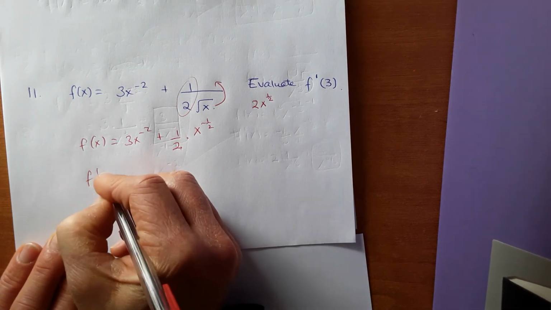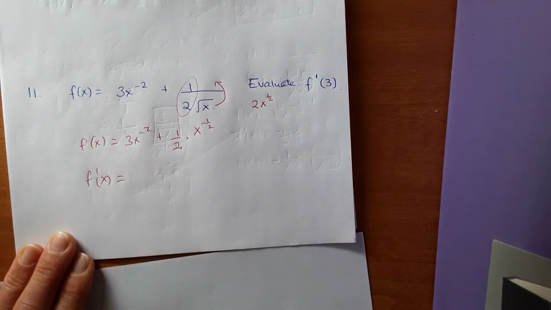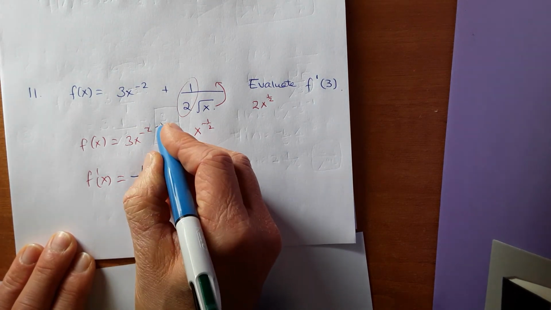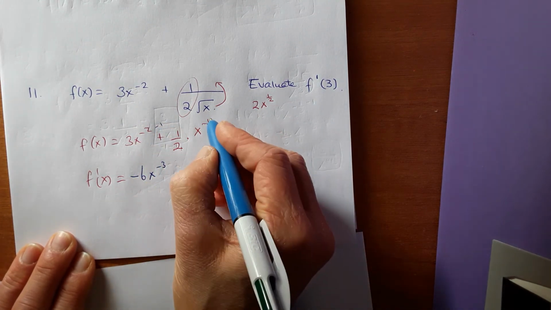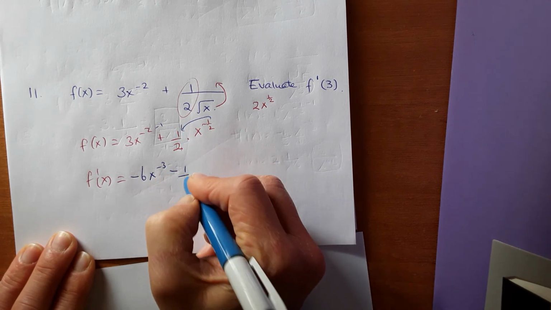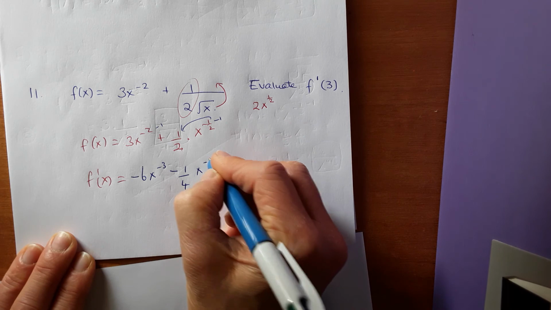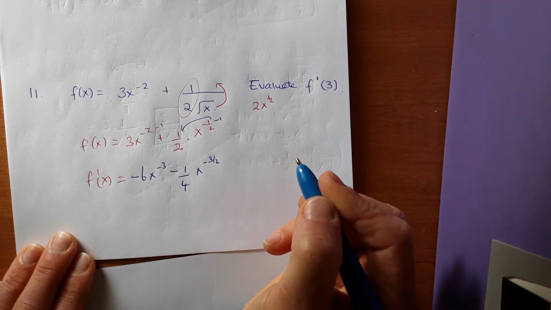Right? Differentiate f dash x. What do I get? Minus 6x. Reduce the power by 1. Minus 3. Minus a half by a half. Minus a quarter x. Reduce the power by 1. So minus 1 and a half, or minus 3 over 2.